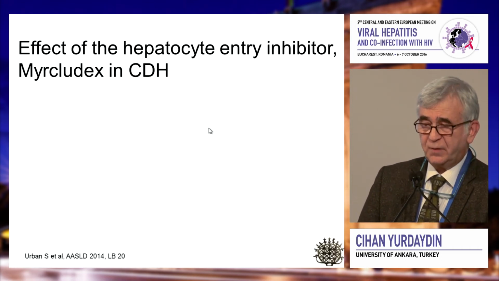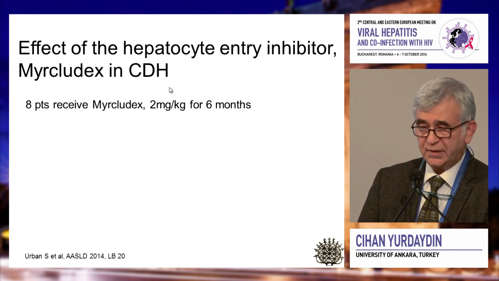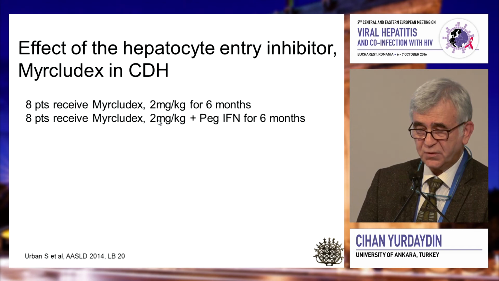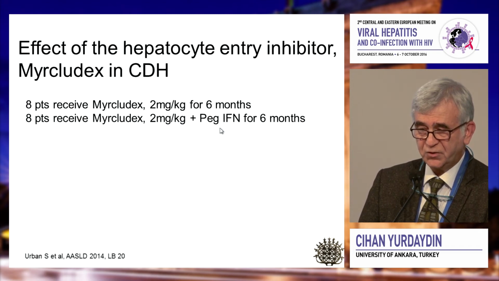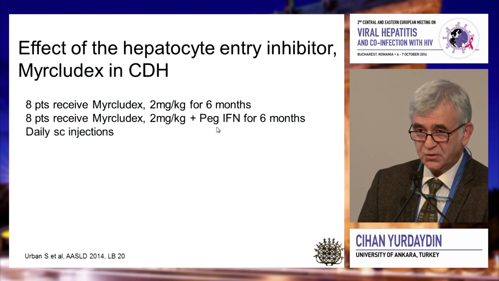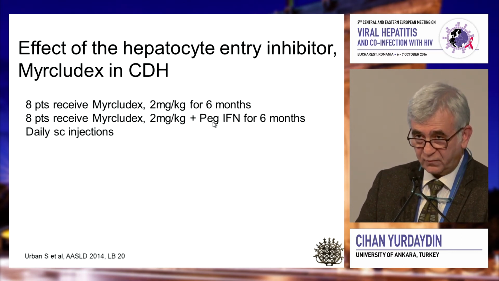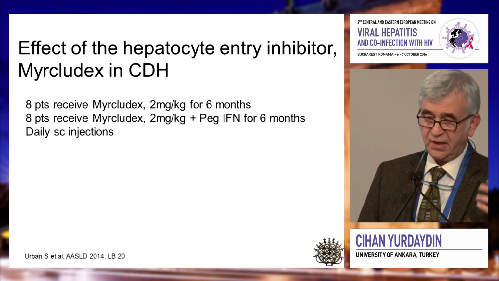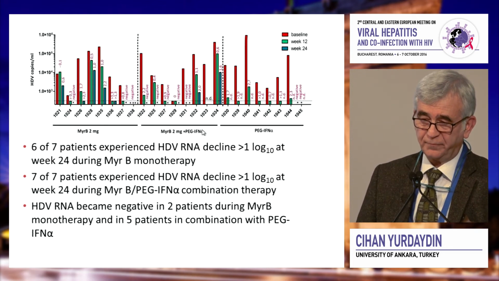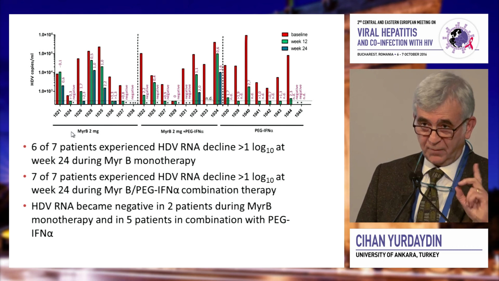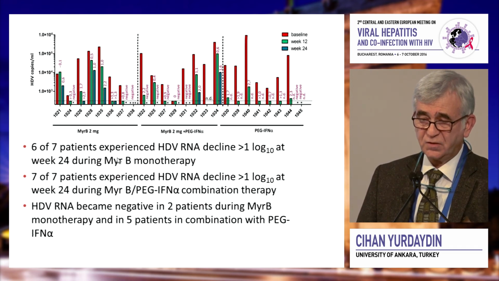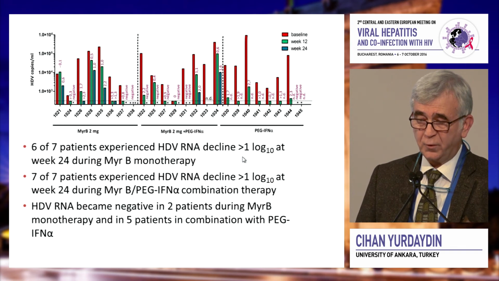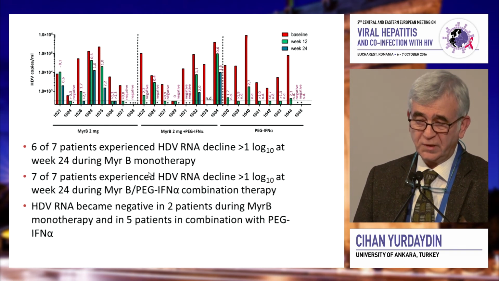Now, the effect of the hepatocyte entry inhibitor Myrcludex in delta hepatitis. 8 patients were administered Myrcludex for 6 months daily. 8 patients received the same regimen in combination with pegylated interferon, and these were given as subcutaneous injections. The comparison of IV Myrcludex versus subcutaneous injections showed that subcutaneous injections had 85% bioavailability. And in this study, remember 1 log decline, 6 of 7 patients experienced an HDV RNA decline of more than 1 log at week 24 during Myrcludex monotherapy.